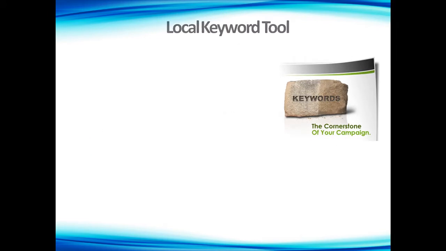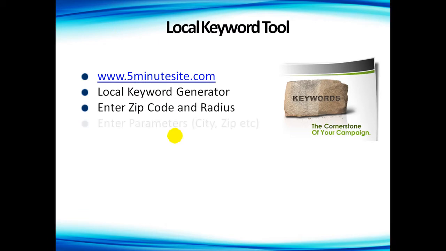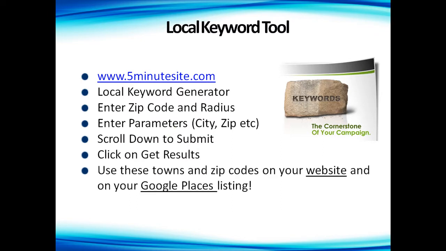Okay. Next, we used another local keyword tool to identify towns. We went to 5minutesite.com. We scrolled down to find the local keyword generator. We entered our zip code and our radius. We entered the parameters, city and zip, or city, state, and zip, or city and state abbreviation and zip. I think city and zip code is good. We scrolled down, we hit submit, we clicked on get results. And again, these towns and zip codes on your website will help with your search engine optimization.